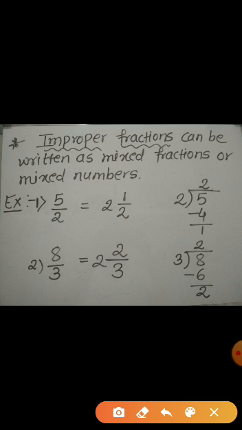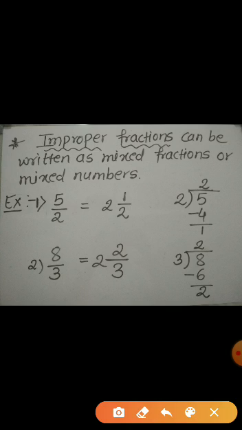An improper fraction can be written as a mixed fraction or a mixed number. For example, the fraction 5 by 2 can be written as 2 1 by 2. Now how will it come? Let's see here. Here I have divided the number 5 by 2. So when I divide 5 by 2, I get the quotient 2 and remainder 1. So whenever you want to write an improper fraction as a mixed fraction, keep the denominator as it is. Write your quotient in front of the fraction and your remainder will become the numerator.